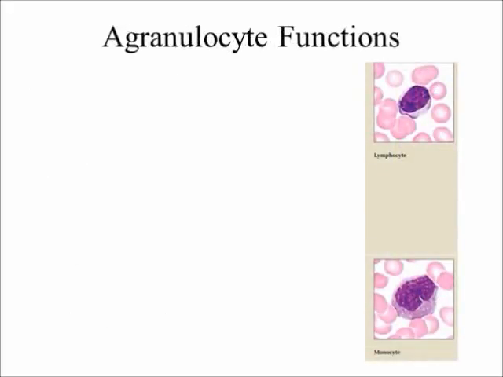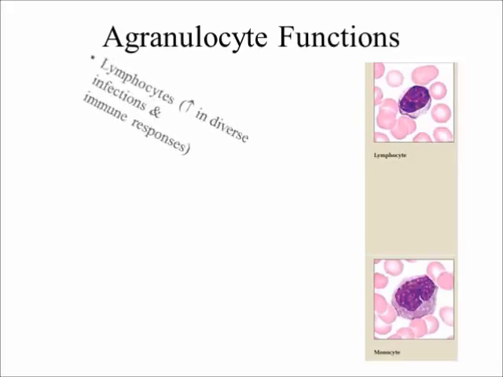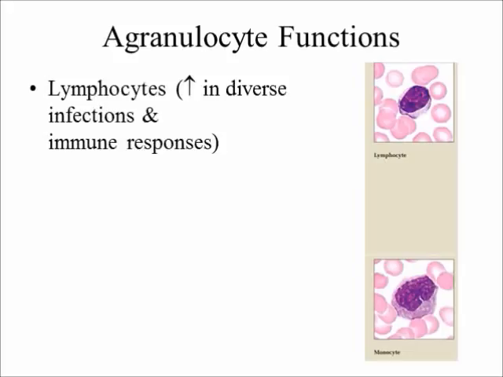Agranulocytes, A means without, so these are without grains. You have lymphocytes. Anytime you got an immune response or responding to an infection or something along those lines here, you're going to have the lymphocytes increase in number. And there's several different kinds of lymphocytes.